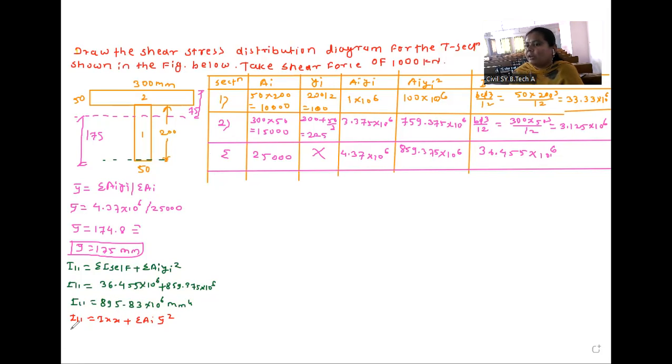So I11 we have already calculated, 895.83 into 10 raised to 6, which is equal to Ixx plus summation of A, which is nothing but 25,000 into y bar, that is 175, square. So Ixx is equal to how much? You have to shift this to the left side and then calculate.